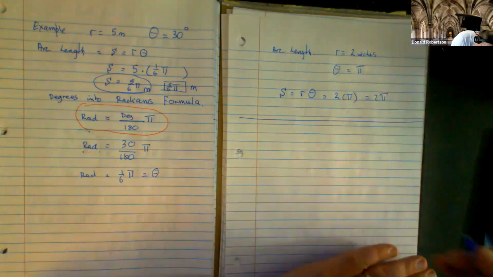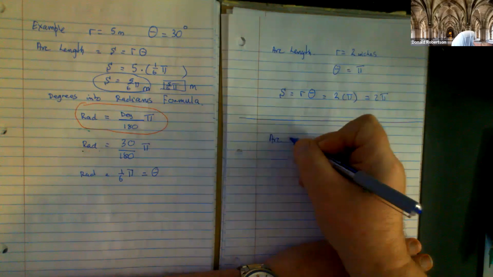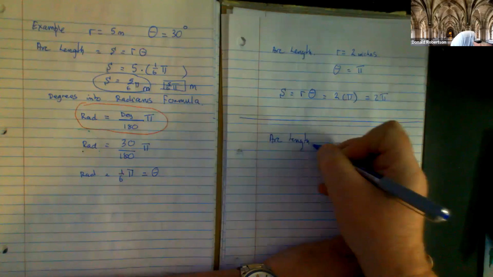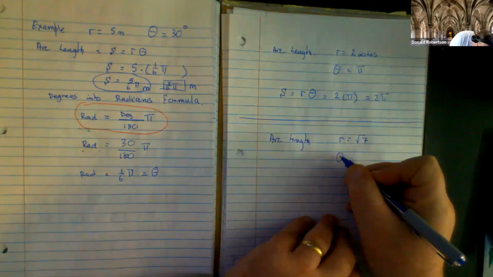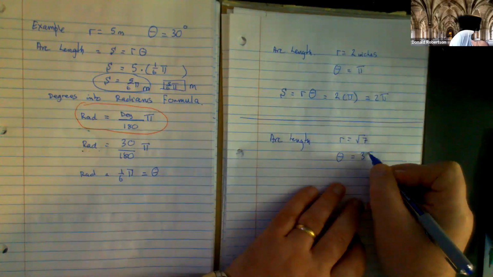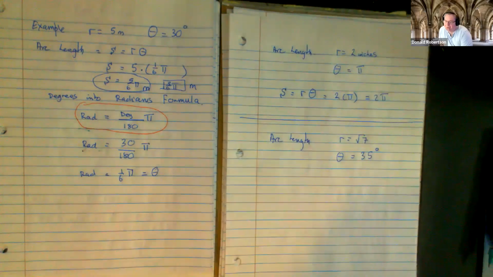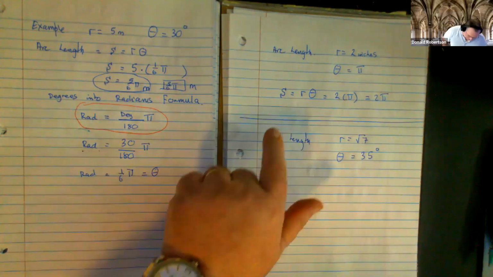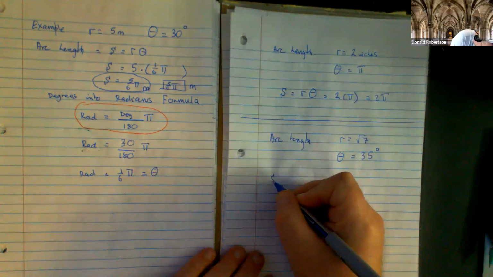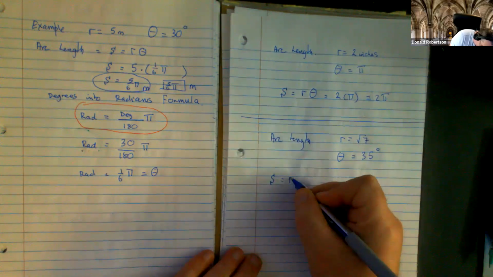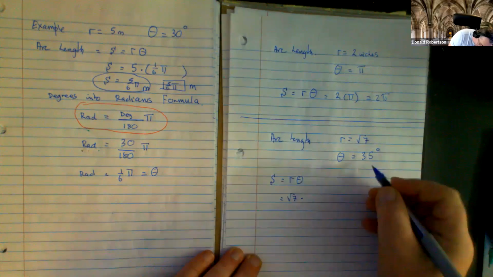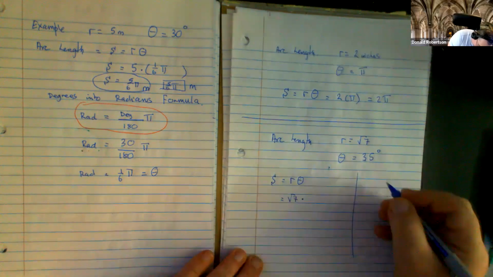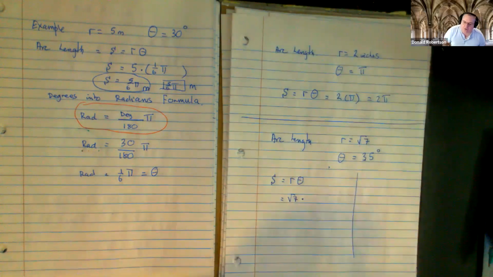Well, let's take a horrible one. I want an arc length and the radius is the square root of 7. And theta is 35 degrees. So this is like the exact opposite, right? A horrible version of that. So S is going to be R times theta. It's going to be root 7 times, can't use 35 degrees, right? 35 degrees is not what we need.